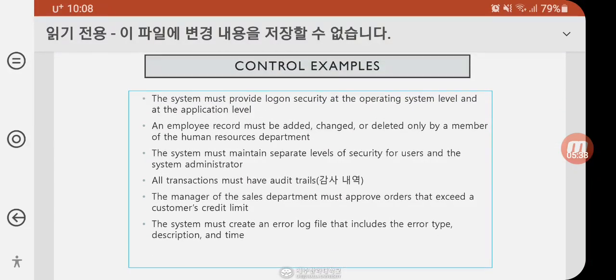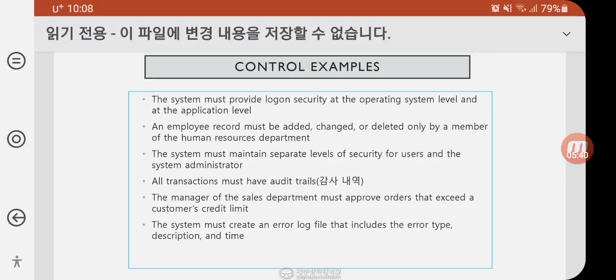Last example is control. The system must provide logon security at the operating system level and at the application level. An employee record must be added, changed, or deleted only by a member of the Human Resources Department. The system must maintain separate levels of security for users and the system administrator.